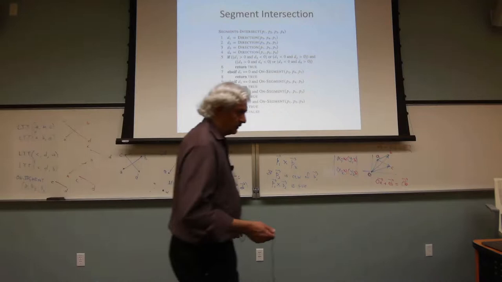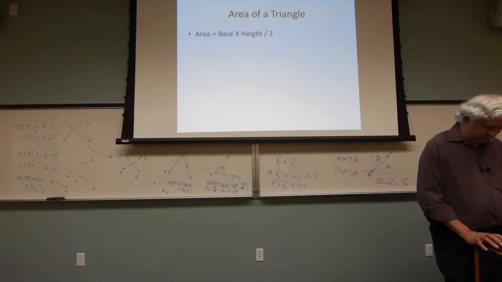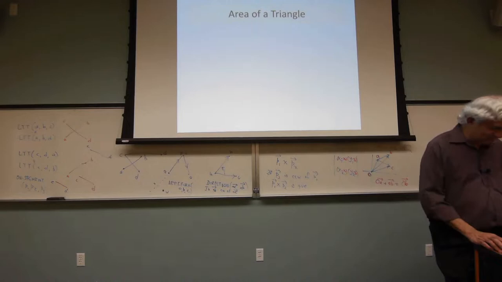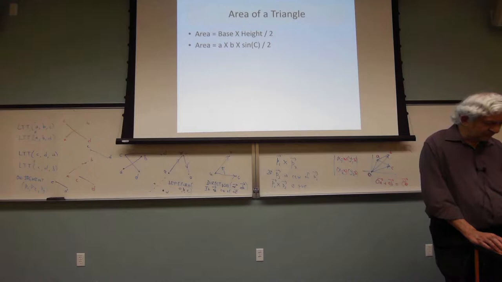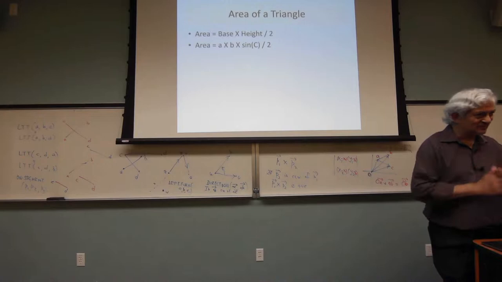Okay, so now let's talk about other problems that we can solve. Area of a triangle. I know we talked about this. I have a couple of slides on this, so let me just quickly go through them. Area of a triangle, everyone knows this, is half base times height. There are other ways to solve this as well. Here's another one: it's A times B times sine of the angle between those two.